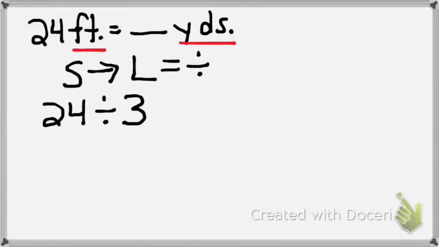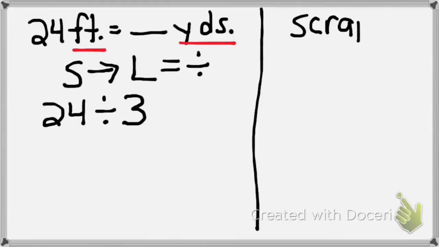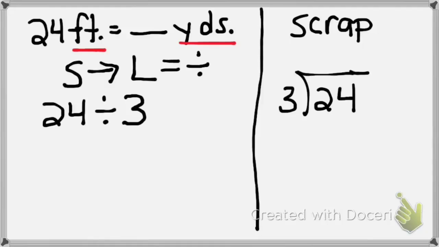Step number 5 says I solve my problem. Use scrap paper if necessary. On scrap, I have 24 divided by 3. So 3 goes into 24 how many times? I don't even think I need to do this as long division because in my 3 times tables I do get to 24. So 24 divided by 3 equals 8, and that is going to be the answer that I write down in my answer blank.